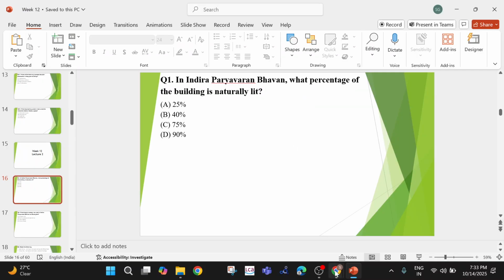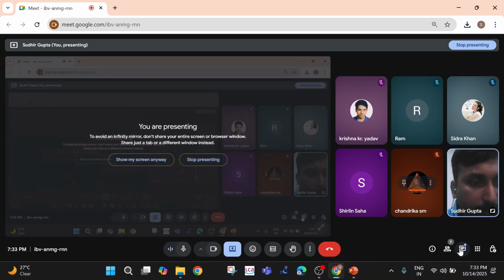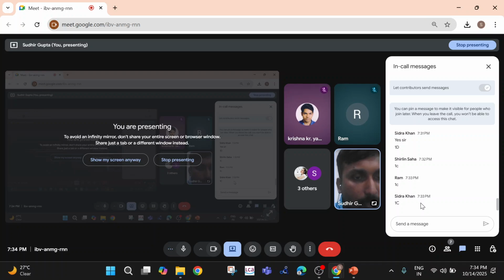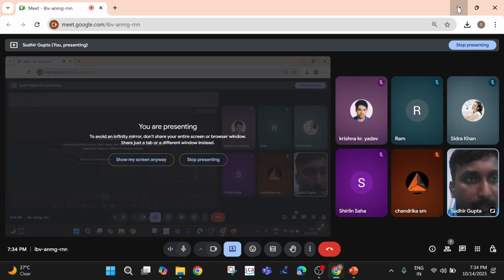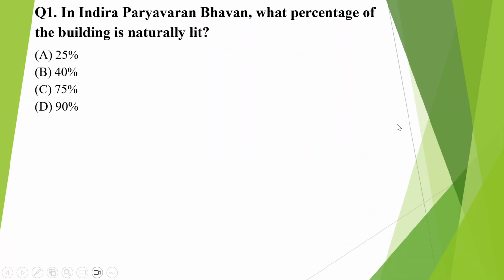Now as I can see, Sidra has corrected herself. Yeah, she has corrected herself, and now option C has been voted by most of you who have answered. And for whoever has not answered, let me tell you all that option C is the correct answer for this particular question, and the design ensures 75% of the spaces receive natural light, minimizing artificial lighting needs. So is it clear, Sidra? Now are you able to recall?